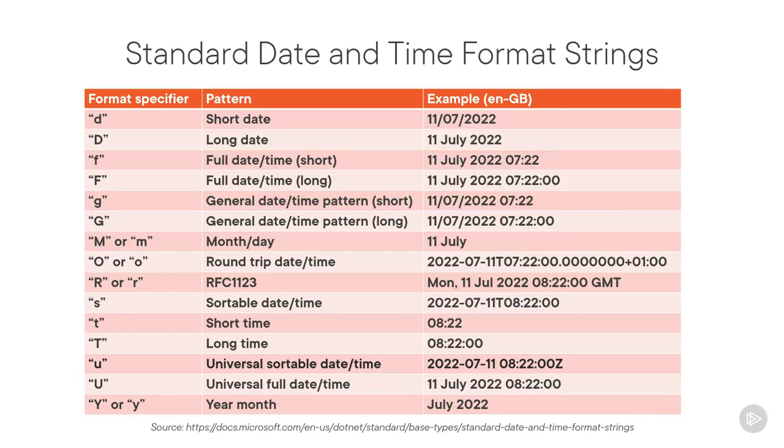Here are some other standard specifiers and an example of their output for the en-GB culture. An uppercase D specifies the long date pattern. An uppercase F specifies the long date and time pattern. A lowercase u can be used to specify a universal sortable datetime pattern. Culture does not apply to the universal sortable pattern, and it produces consistent results every time, making it well suited when storing data or passing dates to other services.